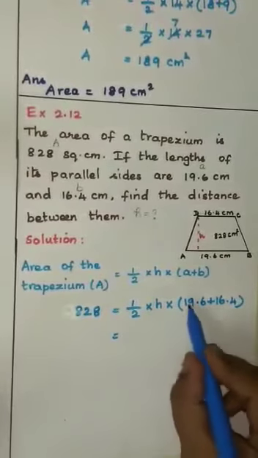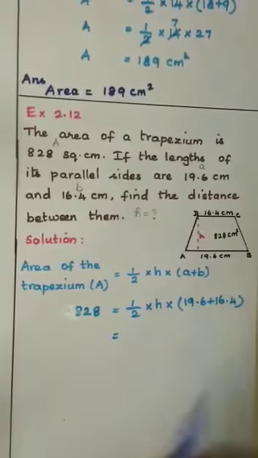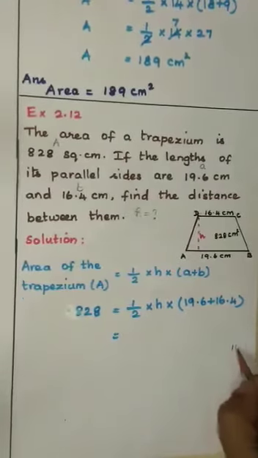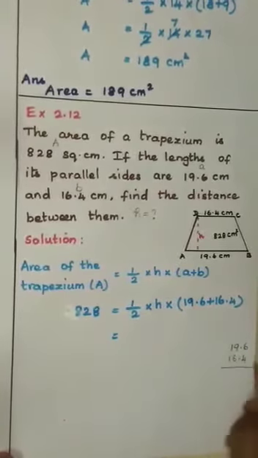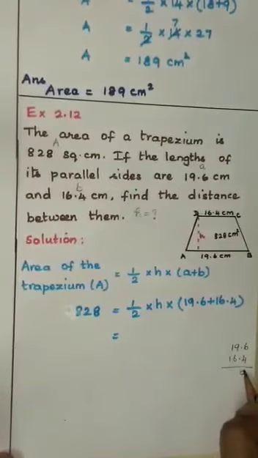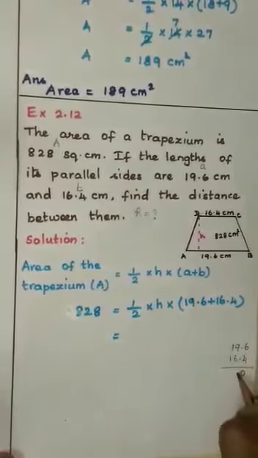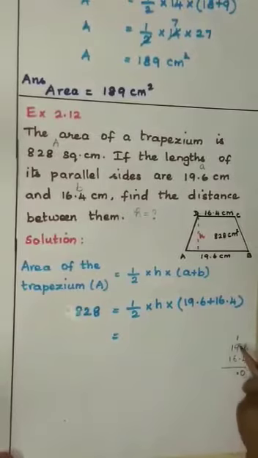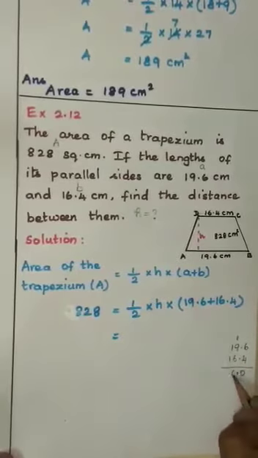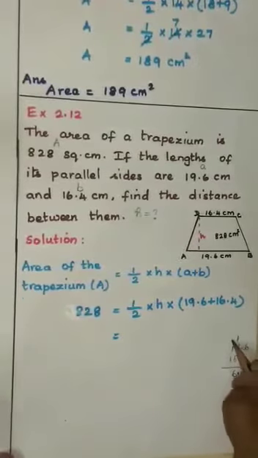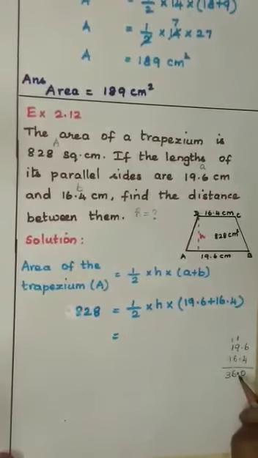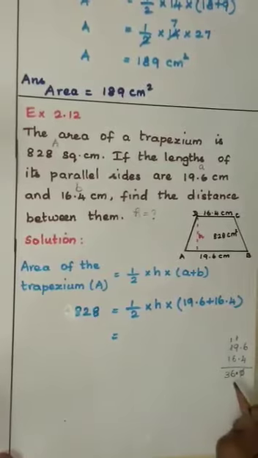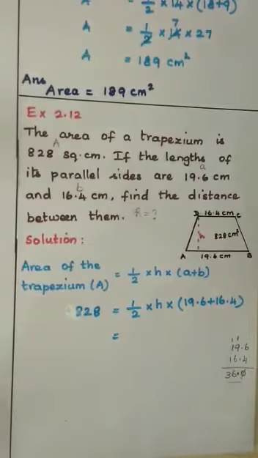Next step, you remove the bracket by adding these two. So 19.6 plus 16.4. 6 plus 4, 10. Keep the decimal point, 1. 1 plus 9, 10. 10 plus 6, 16. 1. 1 plus 1 plus 1, 3. So the 0 that comes after the decimal point has no value. So the answer is 36.